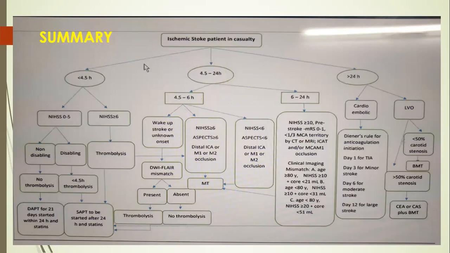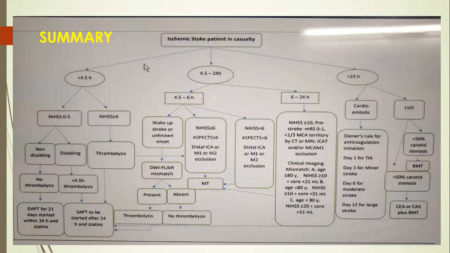With signs and symptoms of stroke that come within less than 4.5 hours with an NIHSS score of 0 to 5, we should say whether the signs and symptoms are disabling or non-disabling. If they are disabling, like a person who needs skilled work and that kind of disabling thing is there, and he presents within less than 4.5 hours, we can go for thrombolysis. And then single antiplatelet to be started within 24 hours and a statin should be given. If it is non-disabling, then for an NIHSS score of 0 to 5, there is no need for thrombolysis. We can directly start with dual antiplatelets for 21 days and within 24 hours with statins.